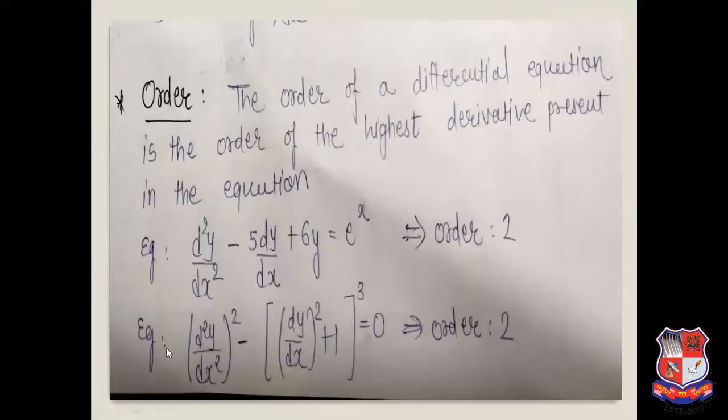Example number 2, (d square y by dx square) whole square minus (dy by dx) whole square plus 1, whole cube equals to 0. So now check in this equation what is your highest derivative term. So in this equation highest derivative term is d square y by dx square. So in this equation order is also 2.